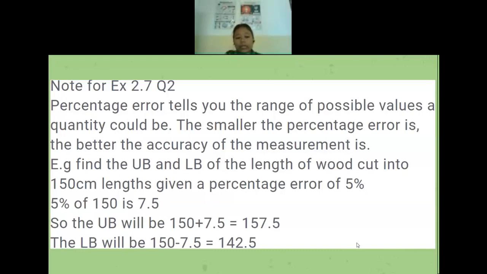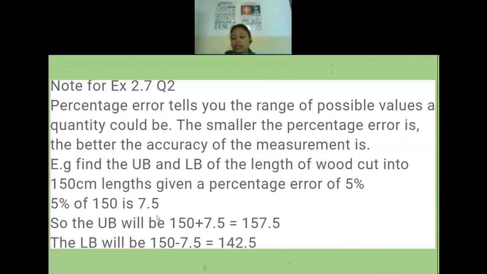So in here I already have a 150 centimeter length, and it's given a percentage error of 5%. It will be easier to find the upper bound and lower bound by finding the value of 5% of 150 first. So you can type it in your calculator: 5% times 150 equals 7.5.